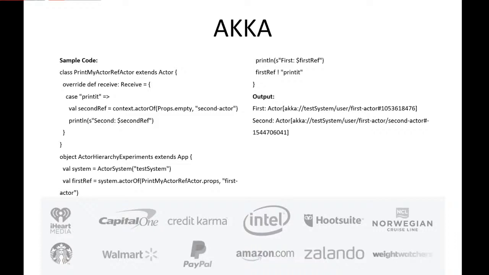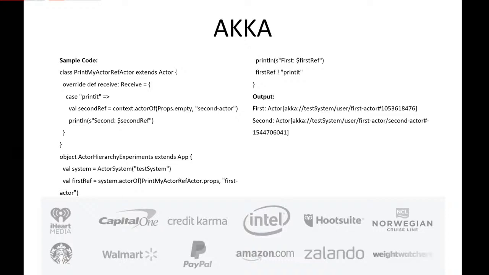In the case PrintIt, I'm saying val secondRef, create another actor called second actor, and in the second line, the print statement prints out the whole reference, basically the whole path of the second ref that you just created. Let's get down here and see what this object does. We have created an object called ActorHierarchyExperiments, which is extending App. Just ignore what App is. Assume that it gives you the boilerplate code you would have to write to handle the main method and all. So just ignore it for now.